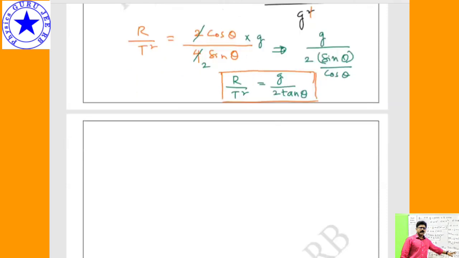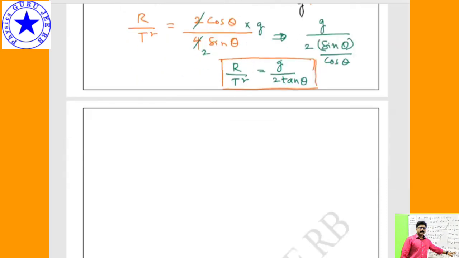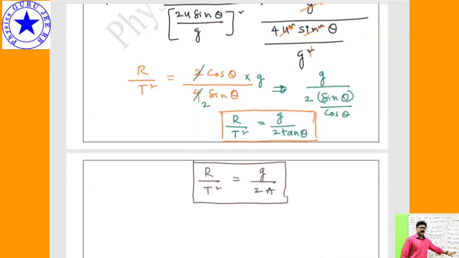So simply we can write r divided by t square is equal to g by 2 into a, and this is the answer for that question. You may think why I'm bringing this cos theta to the denominator. Because we want it in terms of known parameters, like a, h, t and range. So we can use g by 2 into a or 2 tan theta. Is it clear to all of you till this point? If you have any doubts, let me know.